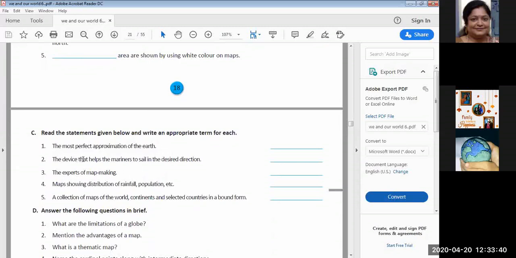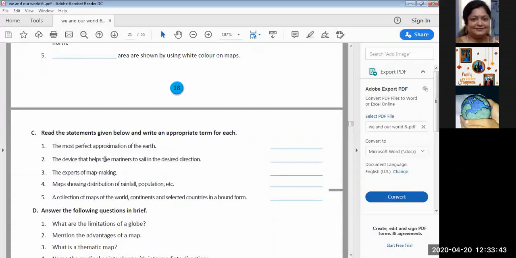Come to the second one. The device that helps the mariners. Mariners means those who move in the boat to sail in the desired direction. What do they carry? Only Avika's answer is correct. Compass, not plan. And then Anikant's answer is also correct. They carry compass. When they move in the ocean or the sea, then they need a compass. Here the correct answer is compass. Now I have got many students writing compass.